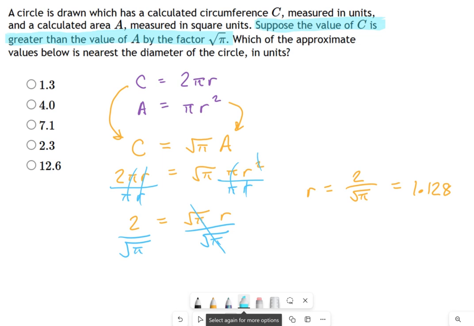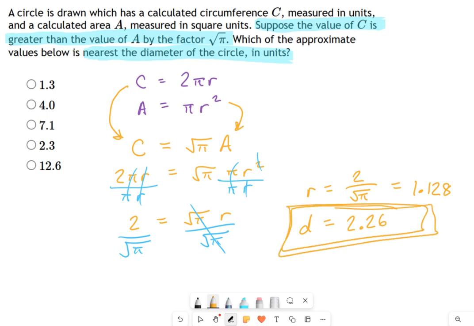So look what this problem is asking for. It's saying which of the approximate values is nearest to the diameter of the circle. Okay, well, if r is 1.128, then that means d is 2 times as big. So you just take your answer, multiply it by 2, and you get 2.26, about that. Okay, that's your answer for diameter. And what was confusing me there was I looked here, and I said, no, it's not 1.3, and then the next one's 4, and it's not that. And I thought there was no answer there, but it's just hiding in plain sight. 2.3.